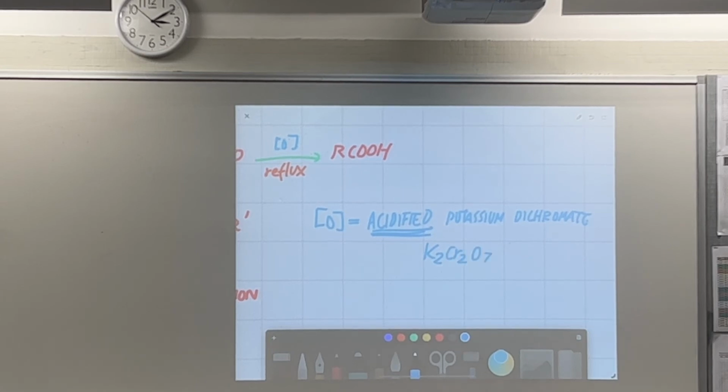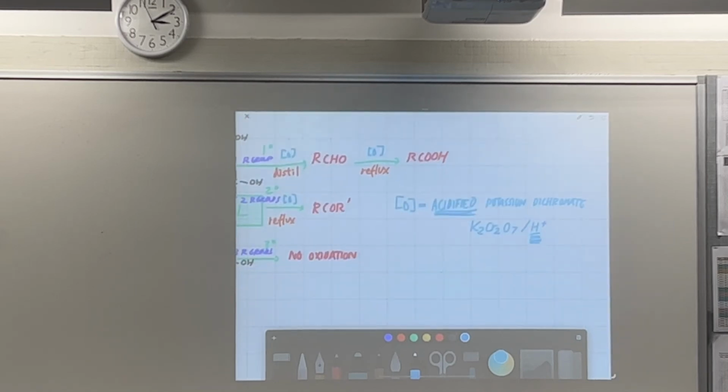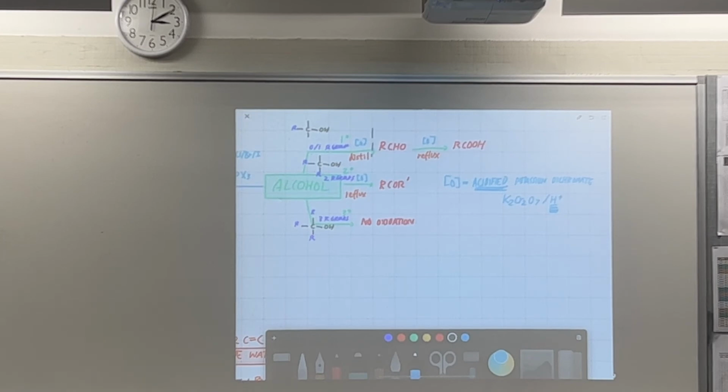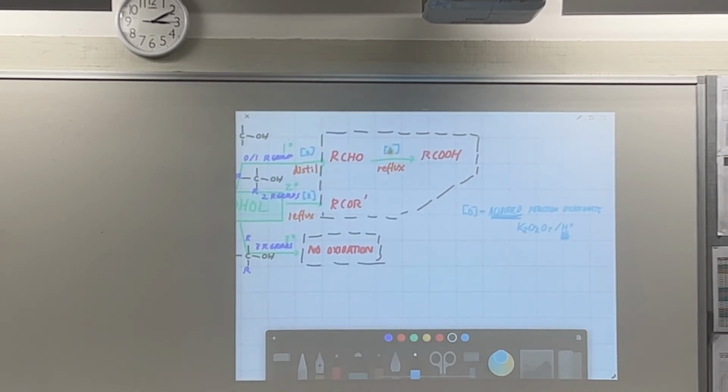What is the formula? K2Cr2O7. Don't forget /H+. So this is the acidified part. What is the color change if there is an oxidation? It will change from orange to green. If there is no oxidation, it will remain orange. Yes, so put this down. These are where there is an oxidation. This is where there is no oxidation.